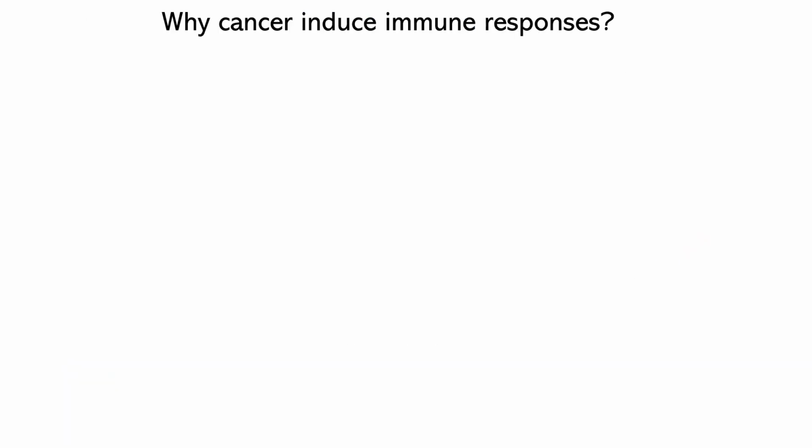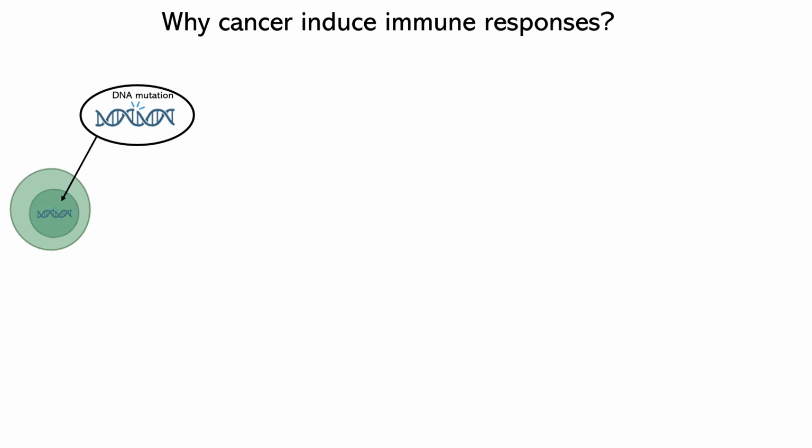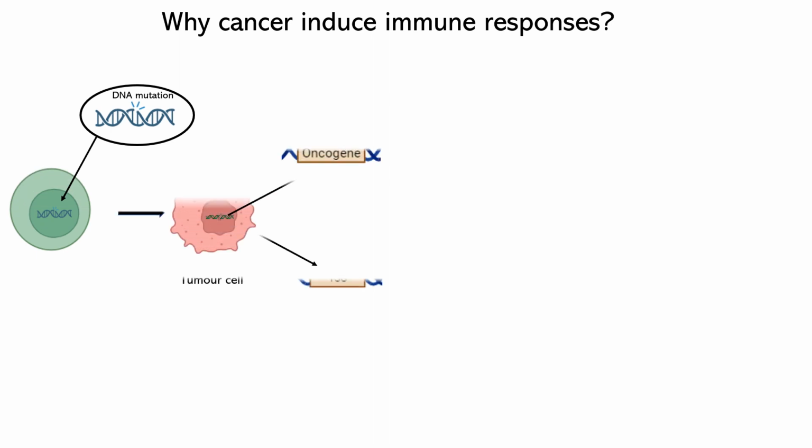So now we need to understand why cancer cells induce immune responses. Because as we said earlier, the T cell is playing a major role in affecting tumor progression. So we need to understand how cancer cells activate these T cells. So at the beginning, what we have is a normal cell. When the normal cells accumulate a lot of mutations, it turns cancerous, okay?